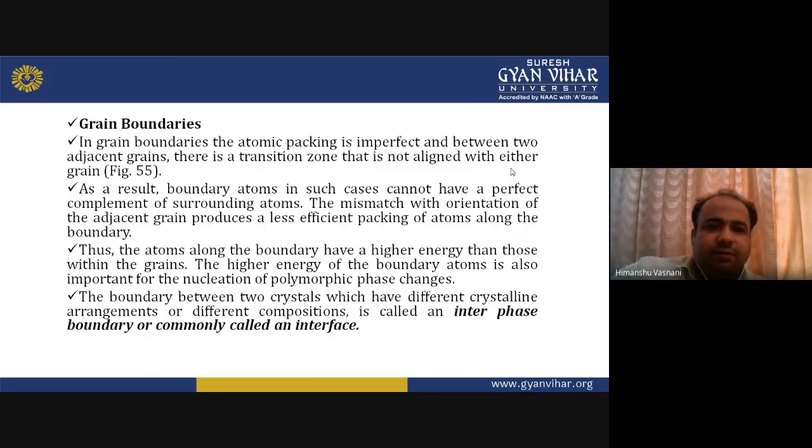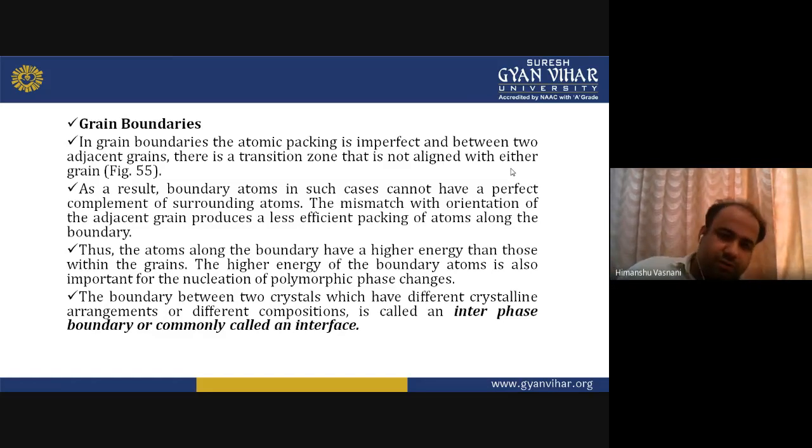Now let's go further. In grain boundaries, what happens? In grain boundaries, the atomic packing is imperfect. We've seen it in the diagram. Between two adjacent grains, there is a transition zone that is not aligned with either grain. You see it in the diagram. As a result, boundary atoms in such cases cannot have a perfect complement of surrounding grain atoms.